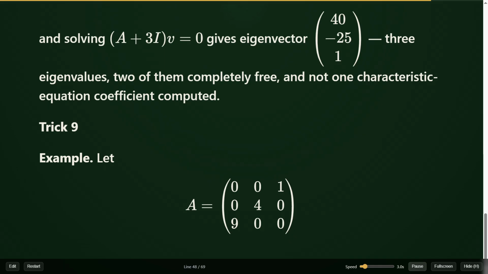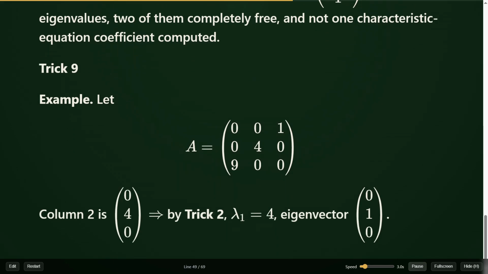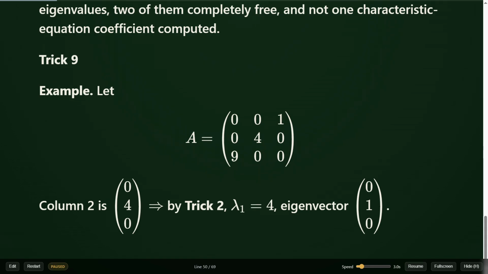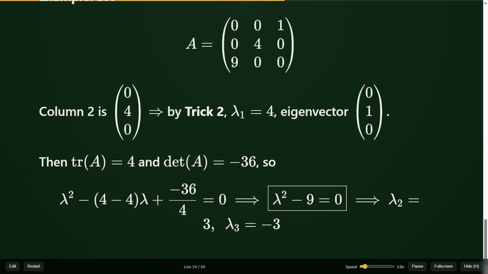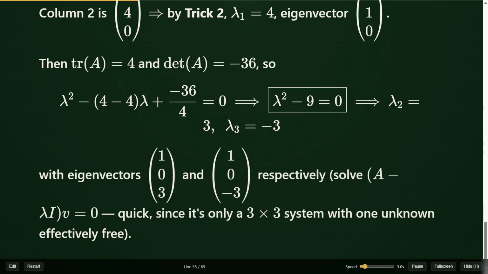In column 2, you will observe the 4 is in the correct position. Therefore, one eigenvalue is 4 and the corresponding vector is 0, 1, 0. Then the trace is 4 and the determinant is minus 36. Therefore, you will find that the characteristic equation is lambda square minus 9 is equal to 0. Therefore, lambda 2 and lambda 3 are 3 and minus 3 respectively.